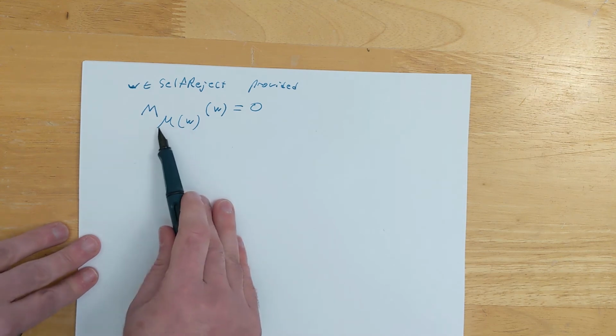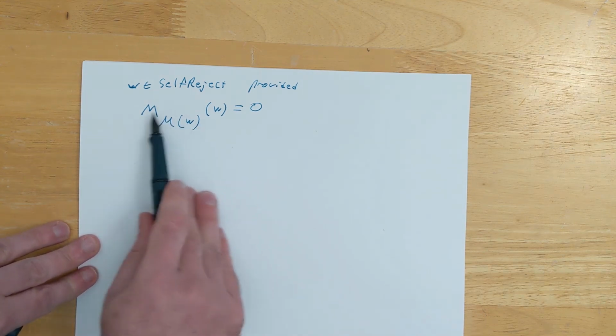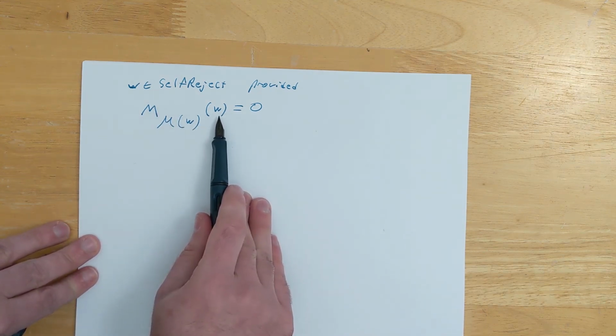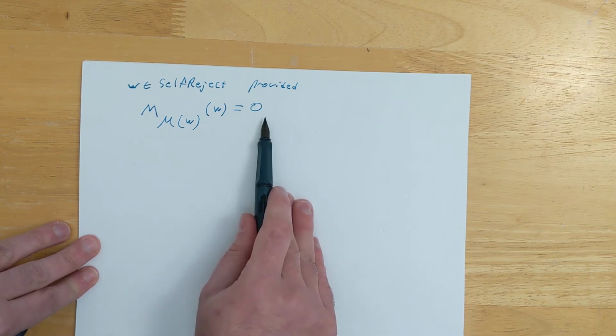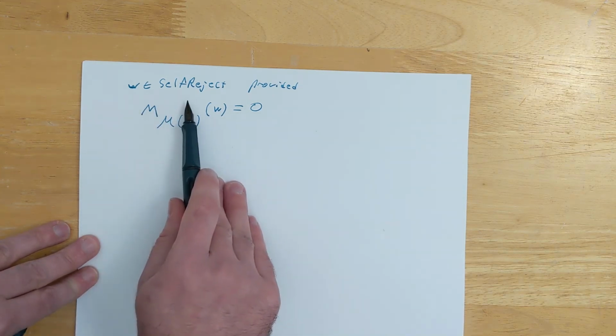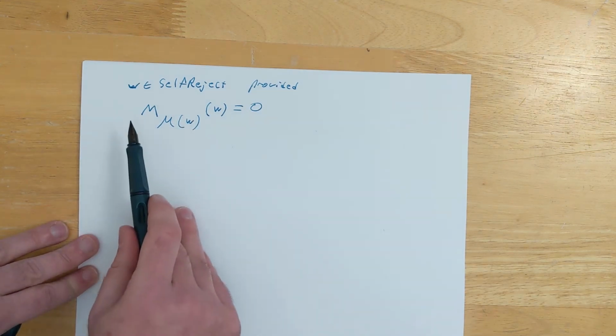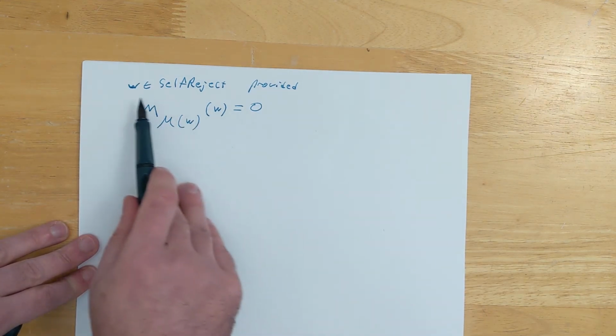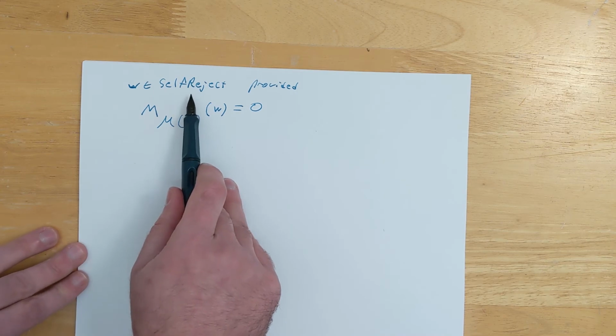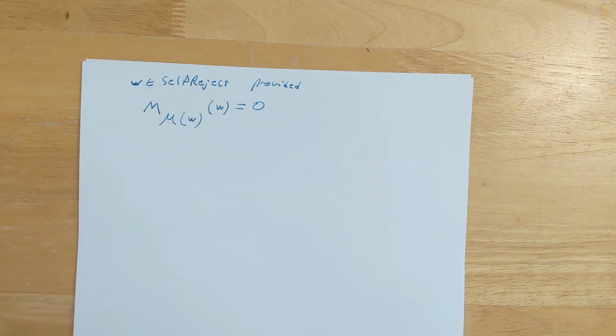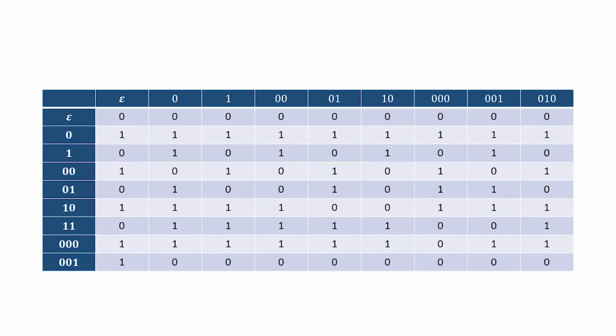So if the answer to applying the machine which W represents to W is equal to 0, then that means that W rejected itself. So it belongs to this self-reject. Otherwise, if this was equal to 1, then W did not reject itself. So W does not belong to self-reject.